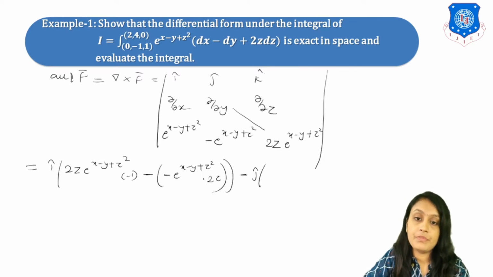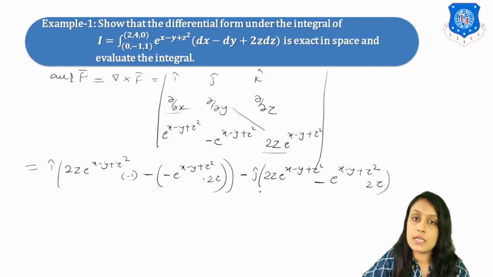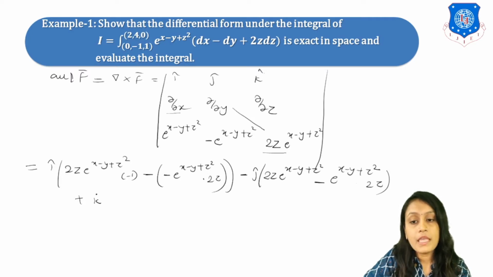Minus j cap. Now we have to solve this with this. The derivative of this term with respect to x: this term will be as it is, and the derivative of x is 1, so we will get the same term, that is 2z e raised to x minus y plus z square. Minus, now we have to solve this. What you will get is e raised to x minus y plus z square as it is, and the derivative of this term with respect to z is 2z, so into 2z. Plus k into.